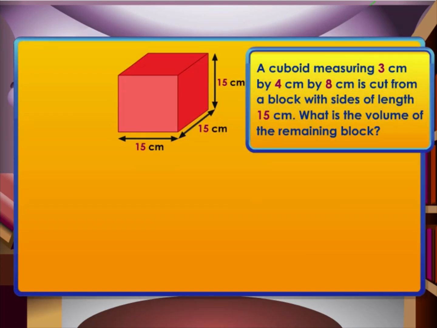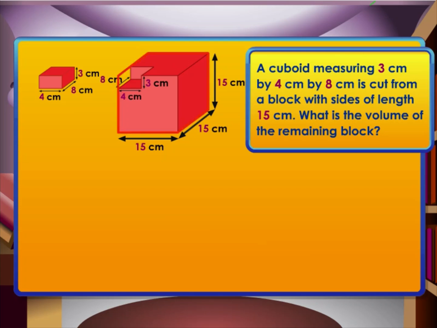Look at this question. A cuboid measuring 3 centimeters by 4 centimeters by 8 centimeters is cut from a block with sides of length 15 centimeters. What's the volume of the remaining block? Firstly, try to understand the problem. Do you know the dimensions of the block? Yes, the dimensions of the block are 15 centimeters by 15 centimeters by 15 centimeters.